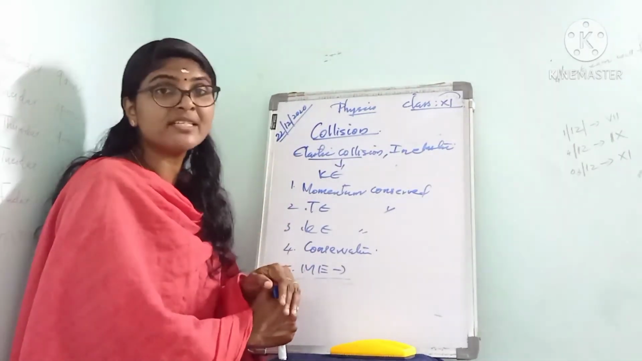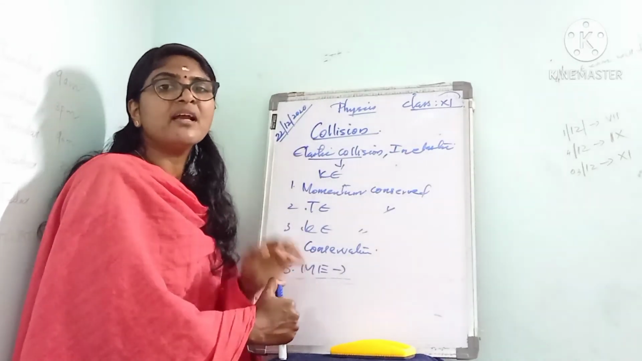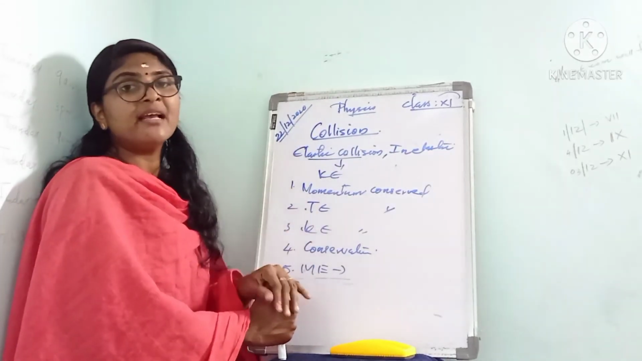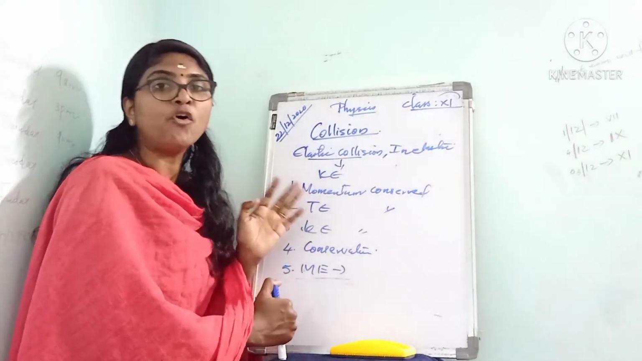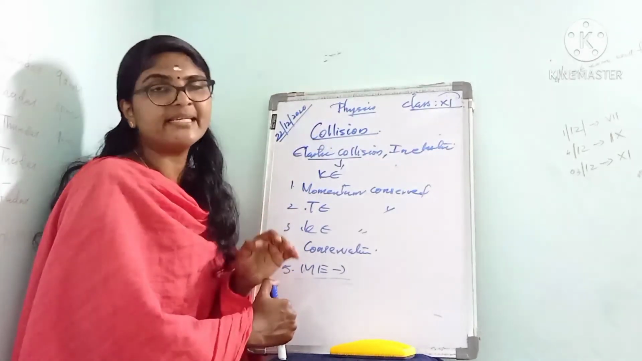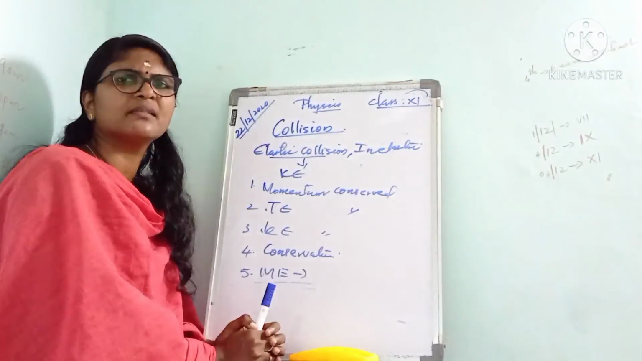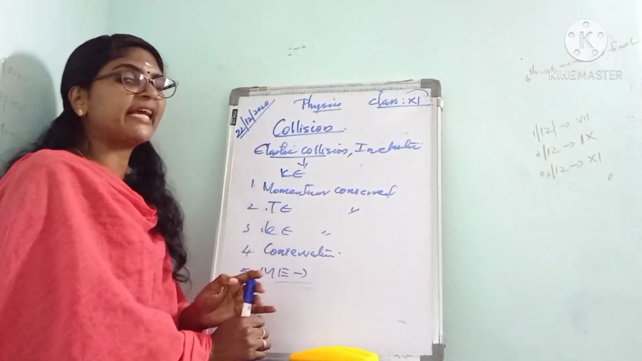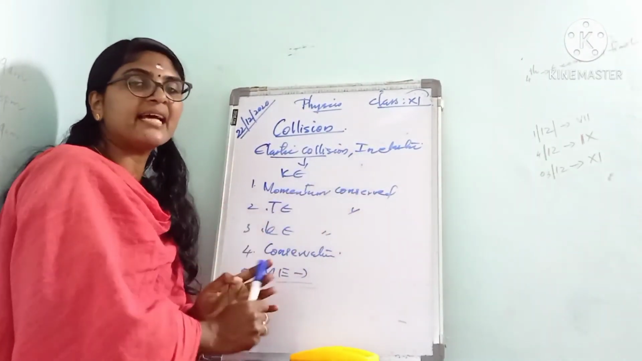Then what is collision? A collision is said to occur between two bodies either if they physically collide with each other or if the path of one is affected by the force exerted by the other. That is collision. Next we can talk about the second type of collision, that is inelastic collision.